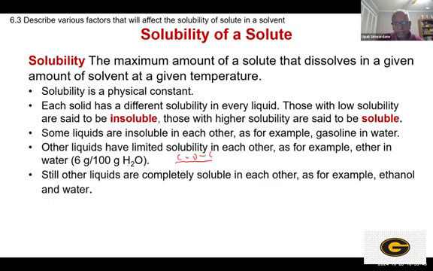Still other liquids are completely soluble in each other, for example, ethanol and water. Both have hydrogen bonding. Therefore, they are like each other. They have similar intermolecular forces. They completely mix up. Alcohol doesn't precipitate out or separate out when you add more alcohol or water.